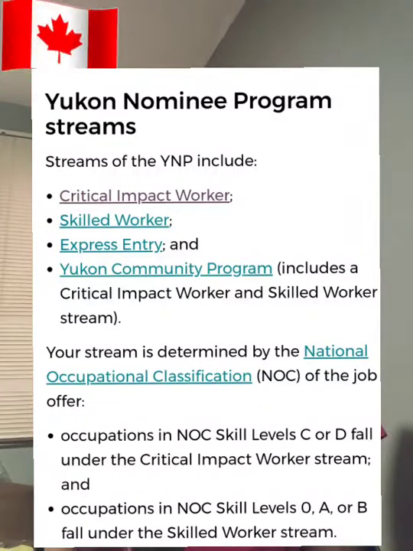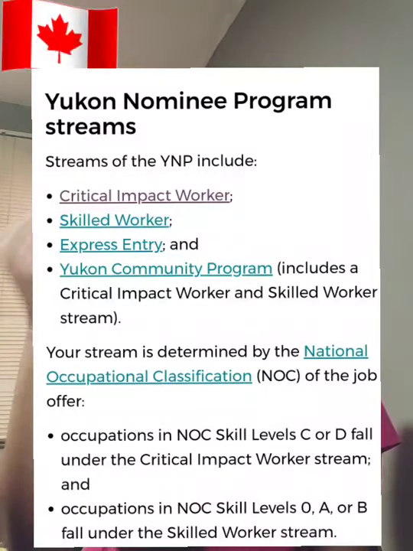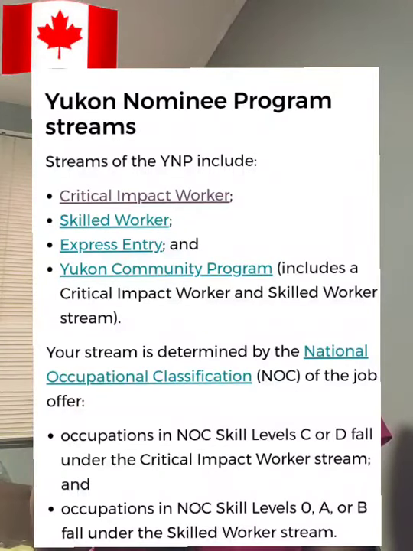Now, what are the various eligibility criteria for different NOCs? I hope you understand how it is working. You have the critical impact worker stream, then you have the skilled worker stream, and then you have the Yukon Community Program, which includes critical impact as well as skilled worker, and then you have express entry. For all critical impact workers, the NOCs would be C and D, and for skilled workers, the NOCs would be 0, O, A and B.